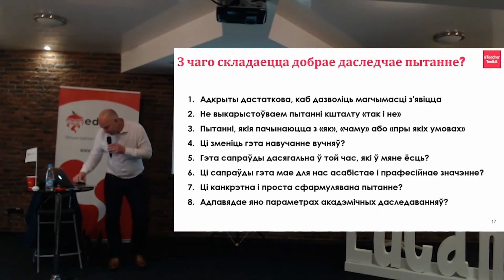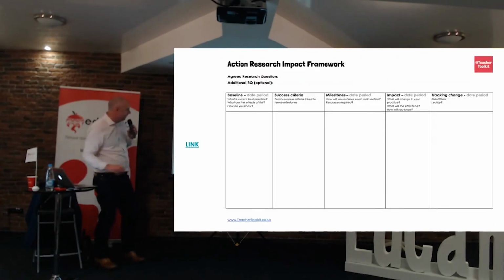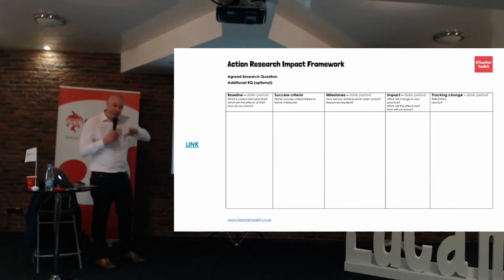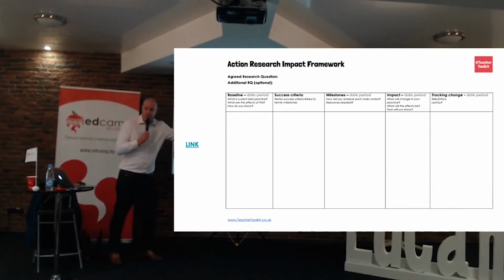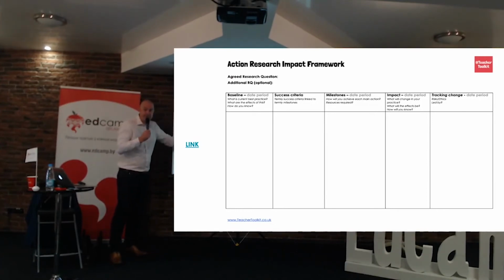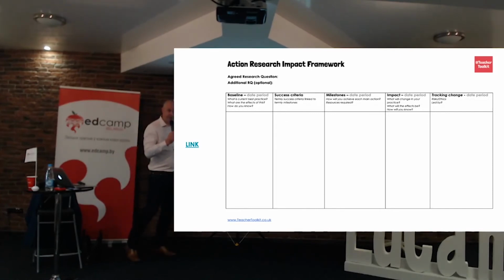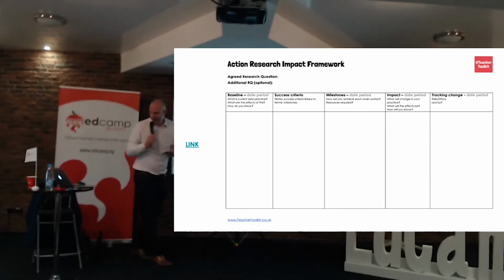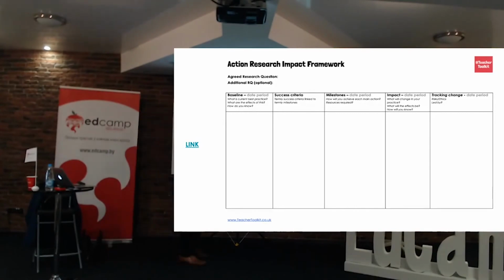I'm going to go off piece, but I'm just going to show you the verbal feedback team. This is a bit more of a formal template that we used. What's the baseline and the dates? So October, March, June. We identified the success criteria, the milestones that we would try and measure the success against. The impact: what would we want to find out? What would be the effects? And then the tracking changes, the risks and the ethics.